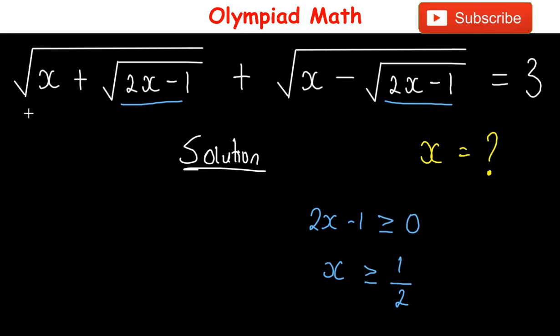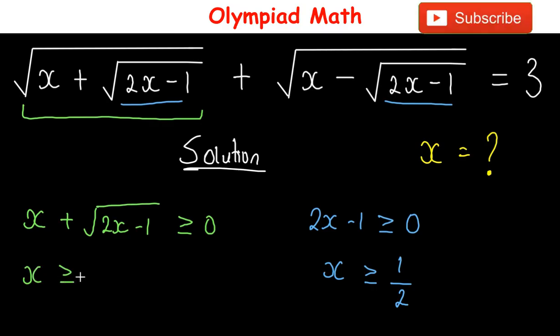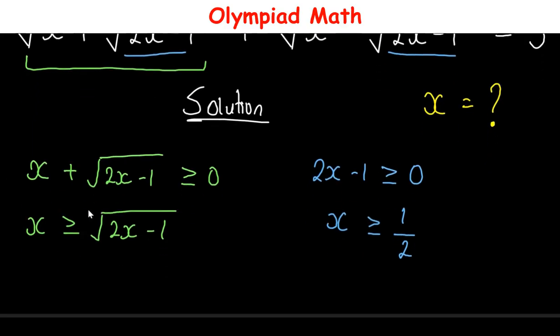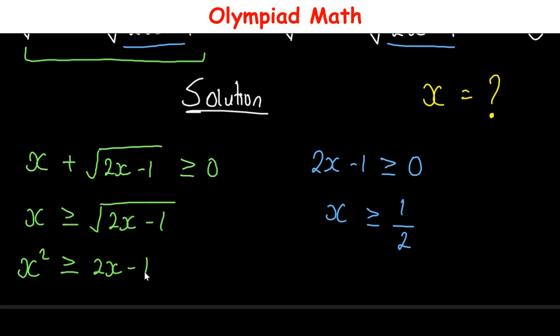So picking this right here, we have x plus the square root of 2x minus 1. Now, since this is also under the radical sign, this will be greater than or equal to 0. Such that with this, we have that x will be greater than or equal to the square root of 2x minus 1. And if we square both sides of this, this becomes x squared is greater than or equal to 2x minus 1.